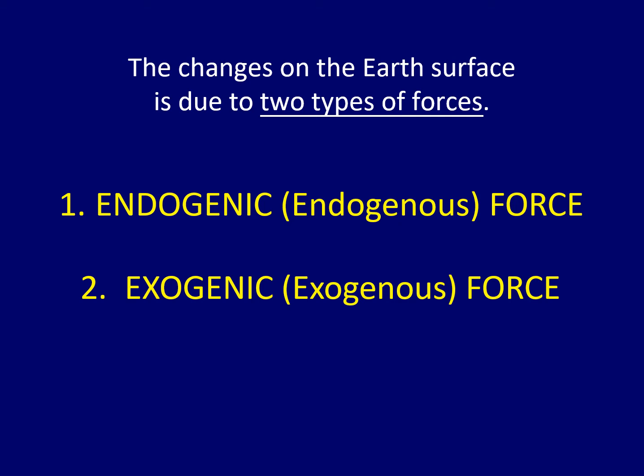So these changes are divided basically into two types of forces. The first force is endogenic force and the second one is exogenic force. Because of these two factors, there are changes in the earth's surface. Endogenic, as the name tells you, means something is happening inside the earth, and exogenic means changes which are happening outside the earth. So let us study in detail.